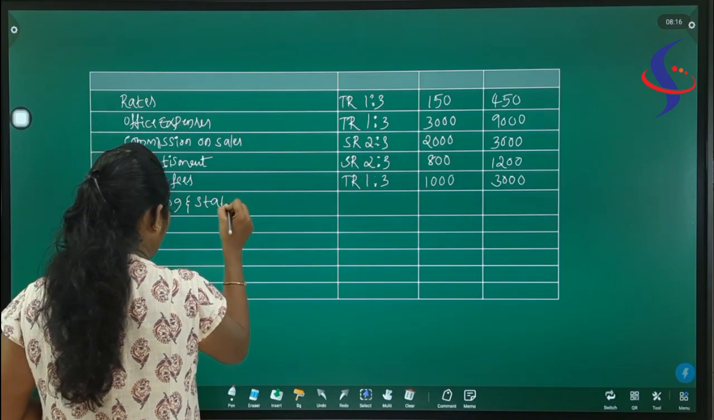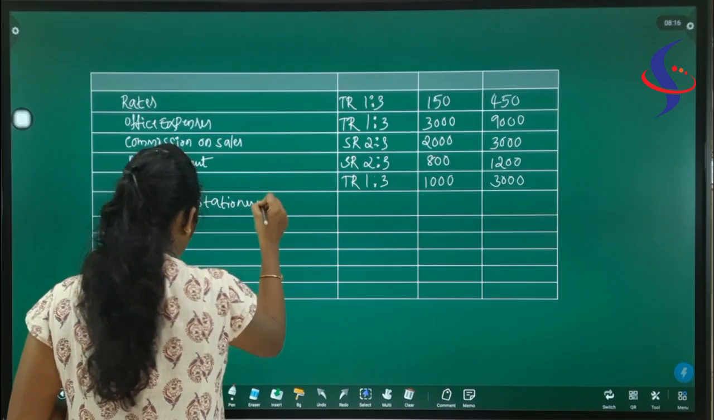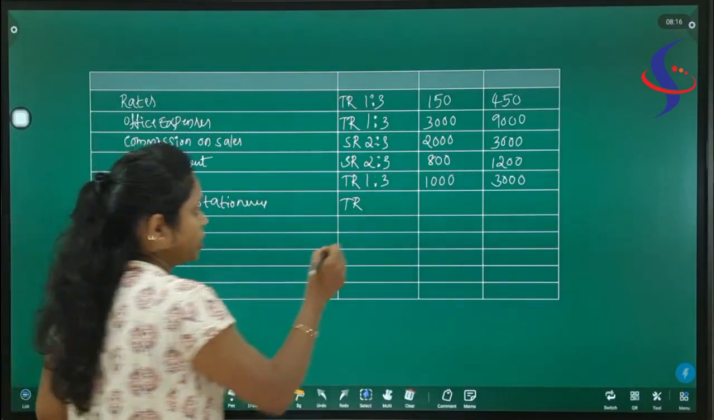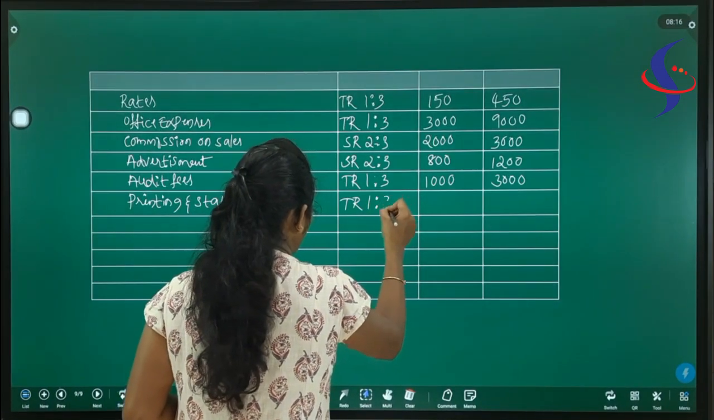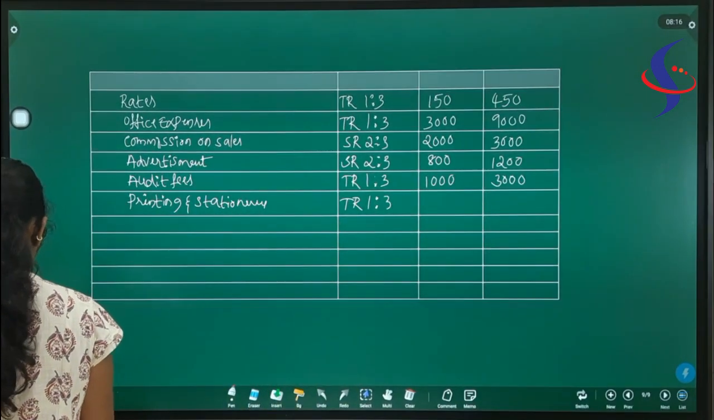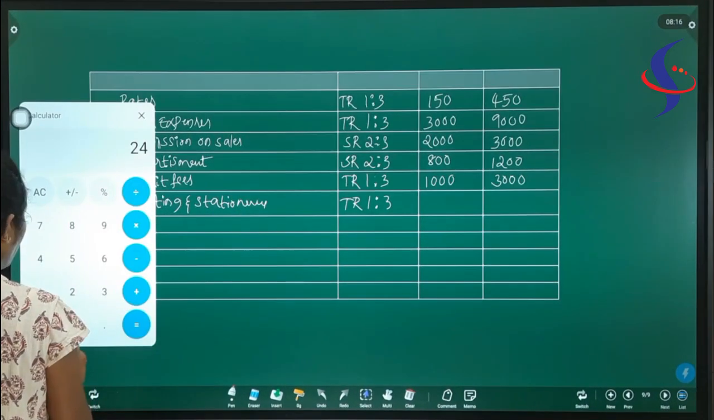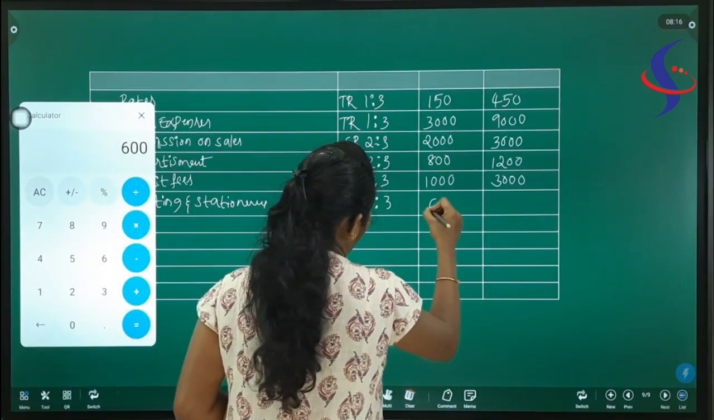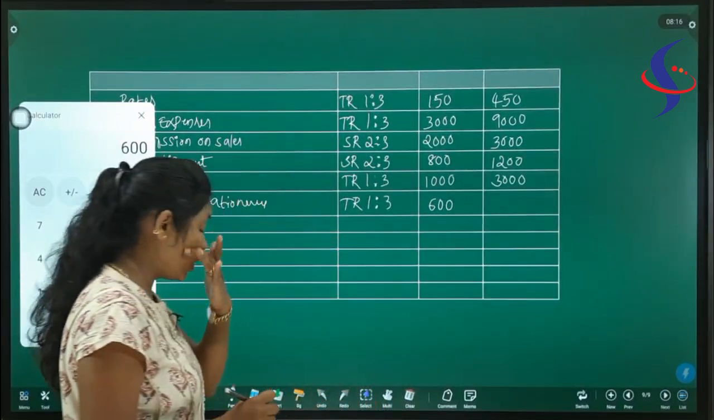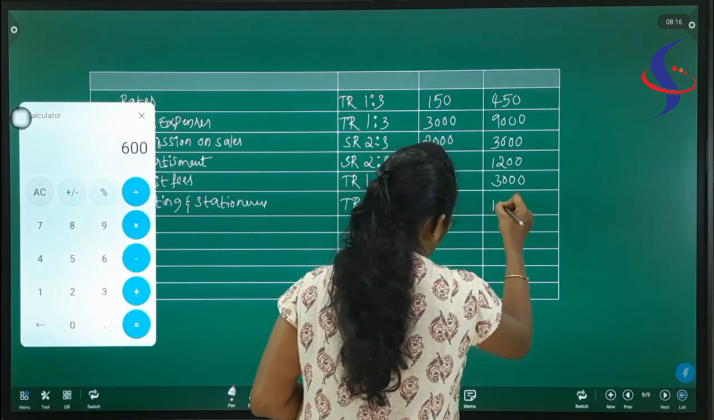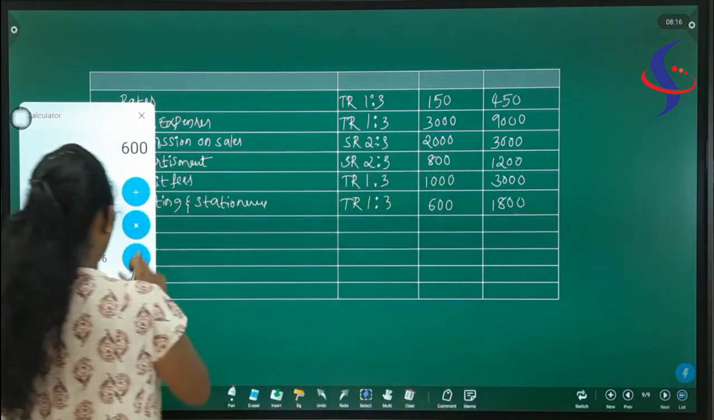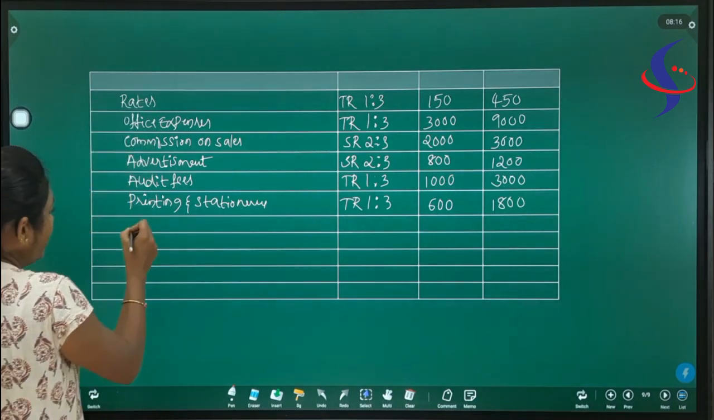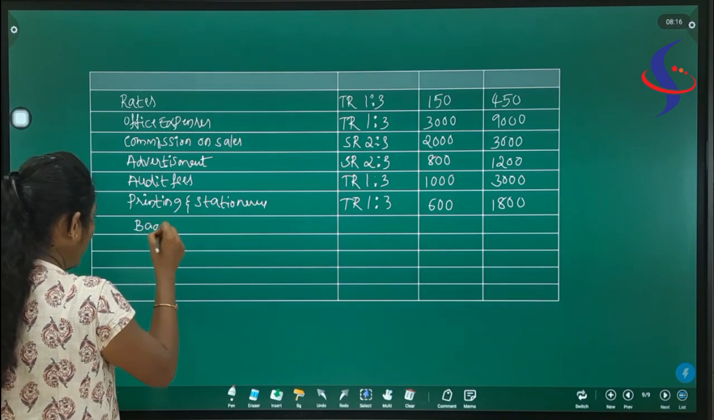Fixed expenses, again, will use time ratio. Time ratio means fixed expenses. Fixed expenses means time ratio. 1 is to 3. That is 2,400. 2,400 into 1 divided by 4, 600. Out of 2,400, if you remove 600, that will be 1,800. 2,400 minus 600, how much is it? 1,800.